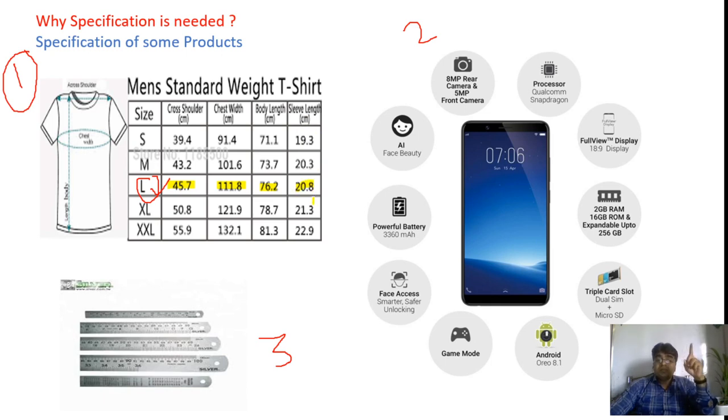So even though you have not explained any of this specification, you only explained I need L type of t-shirt, I need L size of t-shirt, but the shopkeeper will come to know you need all these specifications. So what this L is going to indicate, the L is a specification of that particular t-shirt. So here the buying of that particular t-shirt now becomes very easy. So this is example number one.